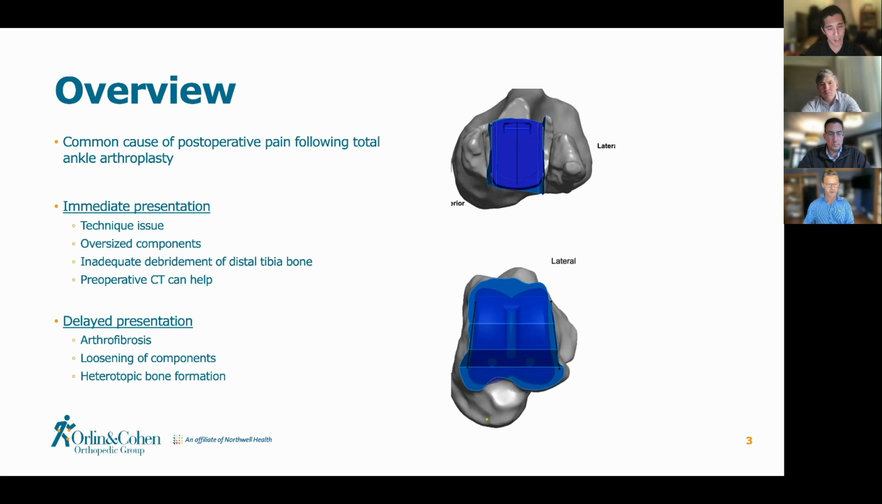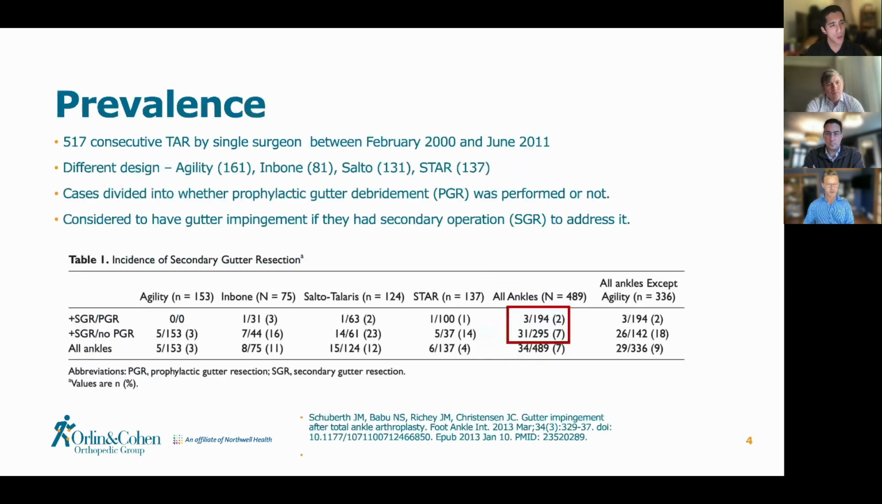Delayed presentation would be things like arthrofibrosis or heterotopic bone formation. Sometimes a component that is well put in originally but subsides can then become a cause of impingement. This is one of the larger studies focusing specifically on the incidence or prevalence of impingement. This was a single surgeon study done over the course of 11 years in which 4 different implants were utilized. They looked at whether prophylactic gutter debridement was performed or not.